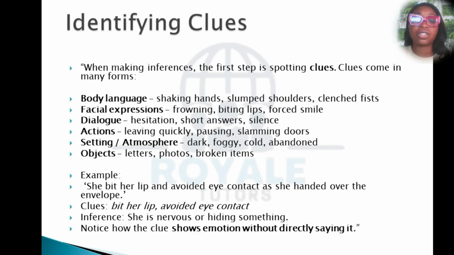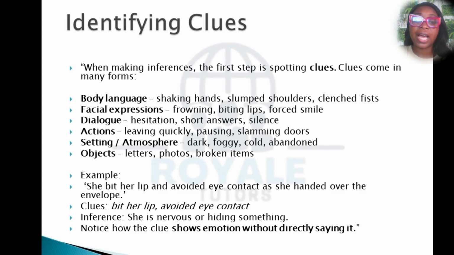Now, apart from dialogue, you also have actions. The action, what is being done, could give you an idea of what is going on. It could be your clue. All right, it could be leaving quickly, pausing, slamming doors, and so on and so forth. Another thing you should look out for when spotting clues is the setting or the atmosphere, which could be dark, foggy, cold, abandoned, and so on. All of this have something they are pointing to. They have a hidden meaning in it, so you have to figure it out yourself. And then you have objects, which could be letters, photos, broken items, and so on and so forth.